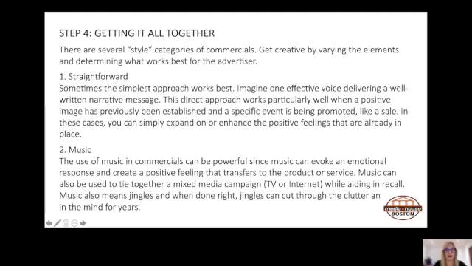Number 2, music. Use the music in commercials. The use of music in commercials can be powerful since music can evoke an emotional response and create a positive feeling that transfers to the product or the service. Think about when you listen to music. Sometimes you listen to songs because you want to be in a happy mood, so they make you feel happy. Other times you listen to songs because they'll make you feel sad. Okay, so different types of music can evoke different emotional responses from us.